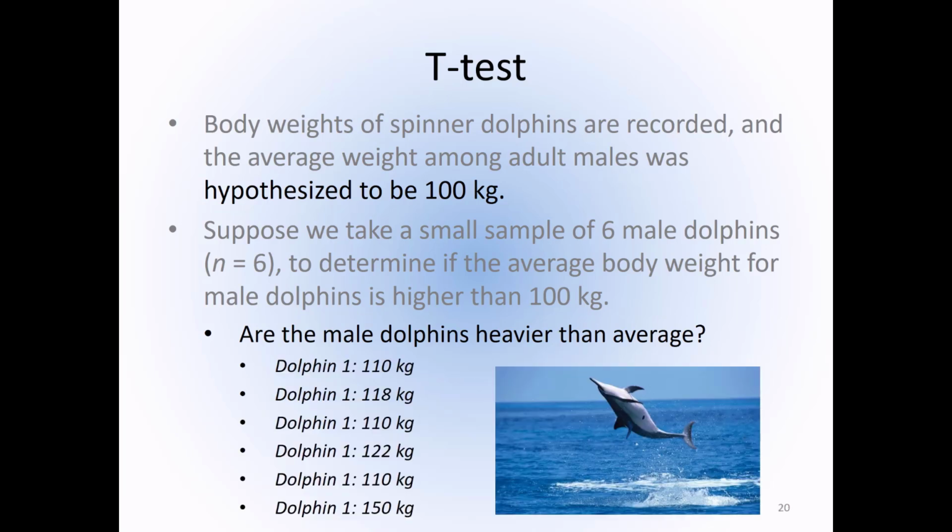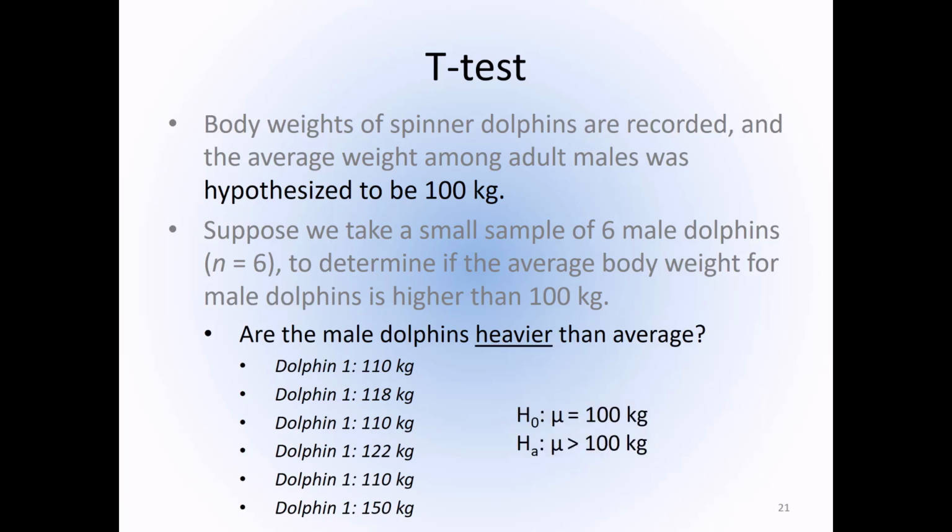So we go out, we sample these dolphins, and we get a weight for each one of these respective dolphins, and we want to test the null hypothesis that the mean of the population equals 100 kilograms. Now, for our alternative hypothesis, we can use the context of the word problem or the question to help us decide which alternative hypothesis is most appropriate. In this case, we're interested if the dolphins are heavier than the average of 100 kilograms. So in this case, our alternative hypothesis is going to be that mu is greater than 100 kilograms.